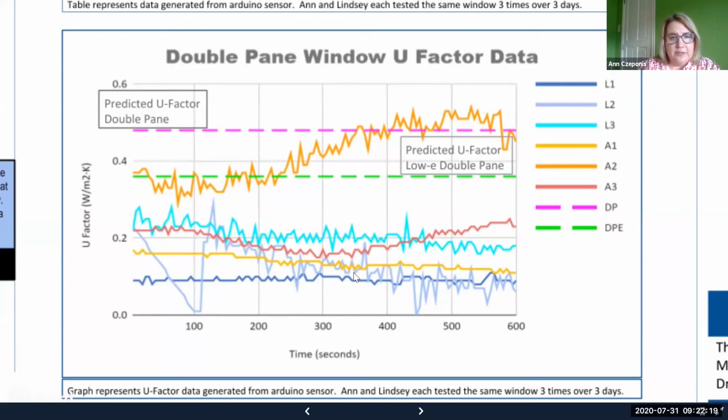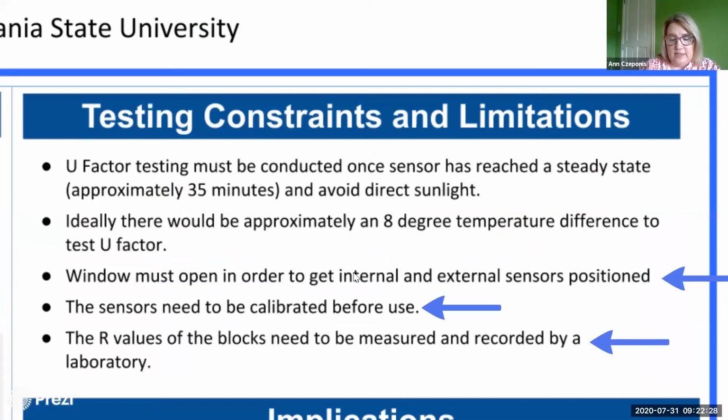We think there are a few reasons for this. I'm going to go over a few. The fact that the window has to be open to accommodate the cord for the temperature 1 sensor. The inability to calibrate the sensors in the home-based unit could also impact it. But most importantly, we think it's not knowing the R values for the blocks. The R values were measured in the lab, but the blocks we received were printed after that and not measured specifically.